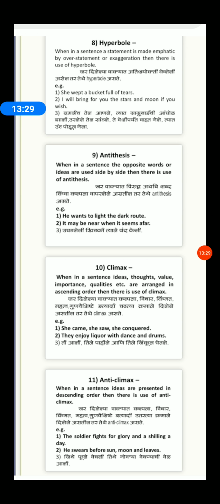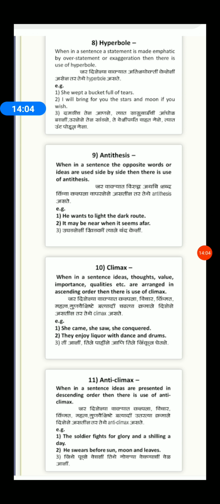11th, anticlimax. When in a sentence ideas are presented in descending order, then there is use of anticlimax. जर दिलेल्या वाक्यात कल्पना, विचार, किंमत, महत्त्व, गुणवैशिष्ट्ये इत्यादी उतरत्या क्रमाने दिलेले असतील तर तेथे अँटीक्लायमॅक्स फिगर ऑफ स्पीच असते. Example, a soldier fights for glory and sealing us day. Here these words are used in descending order, so there is the anticlimax figure of speech.